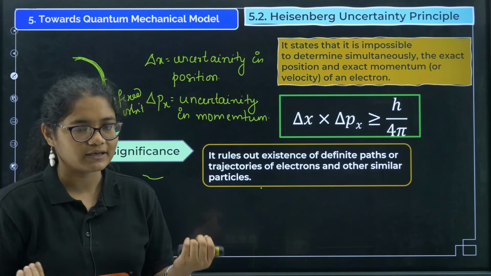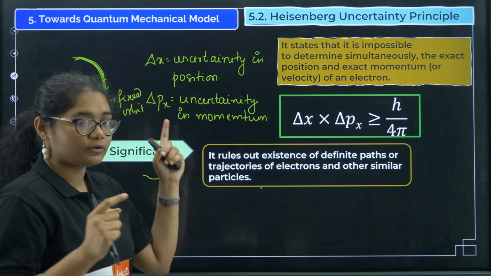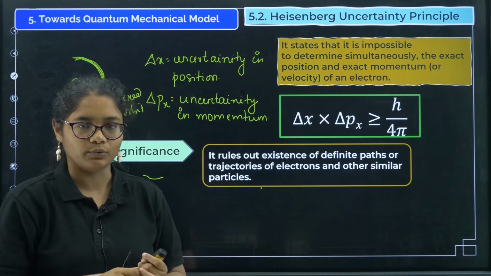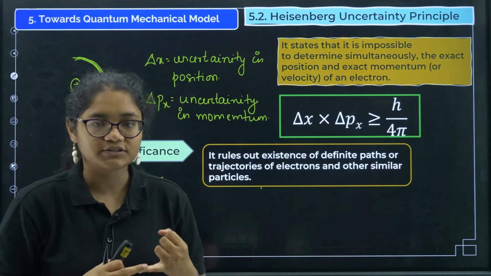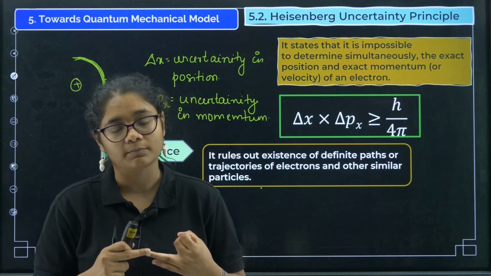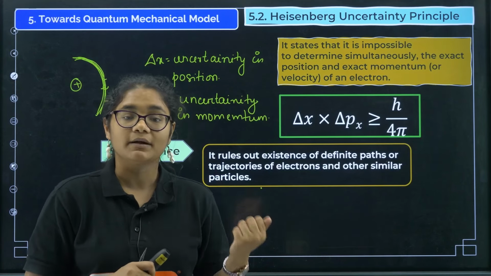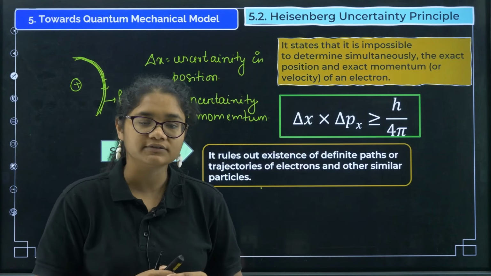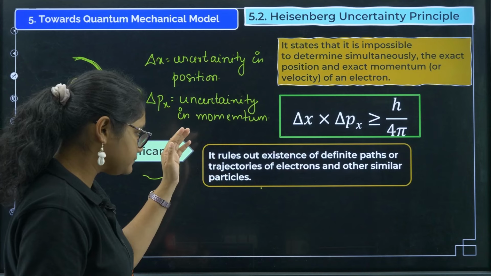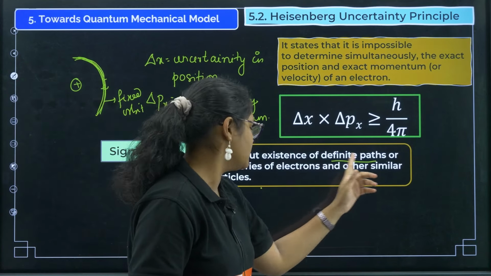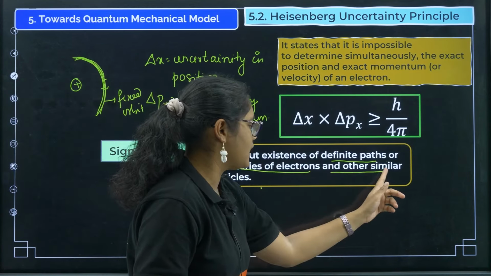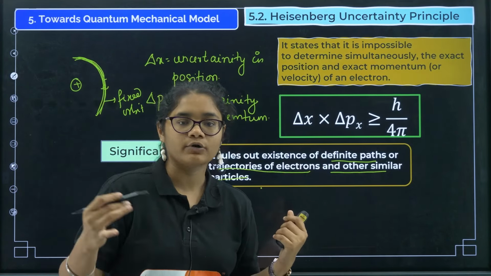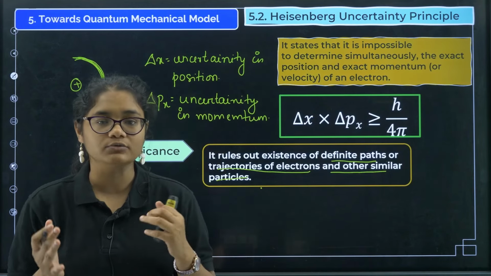If energy is calculated, we can calculate momentum also, and because it is revolving around the nucleus in a fixed path, its position is also known. So according to Bohr's model, both the position and the momentum of the electron could be calculated easily, simultaneously. But according to the Heisenberg principle, that is not possible. So in that case, Bohr's model was ruled out. The significance is that it rules out the existence of definite paths or trajectories of electrons and other similar particles. That is what Bohr said, that electrons travel in a fixed path around the nucleus.